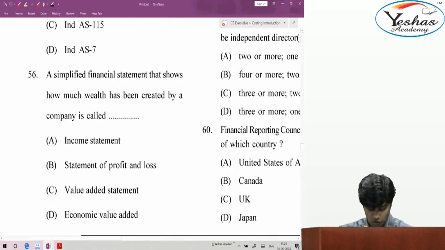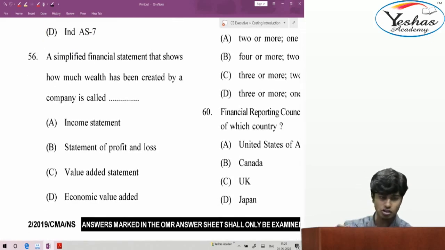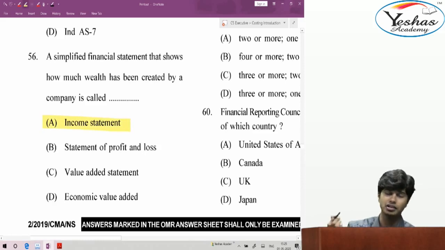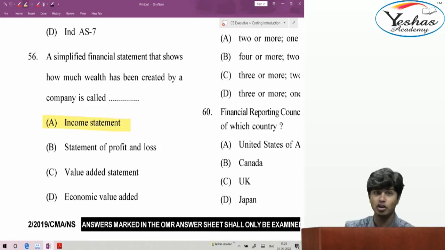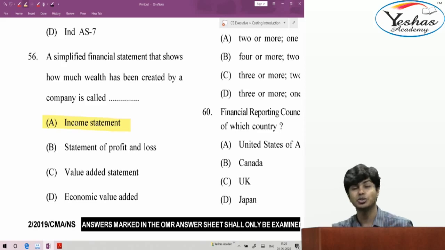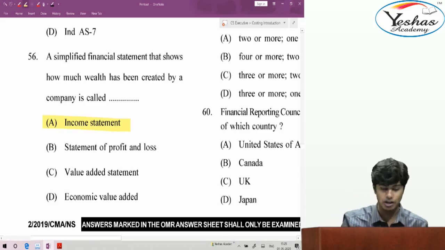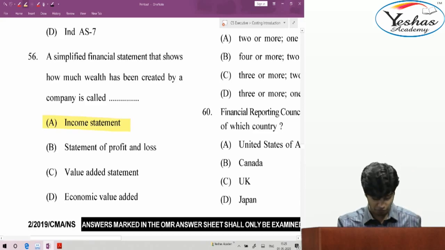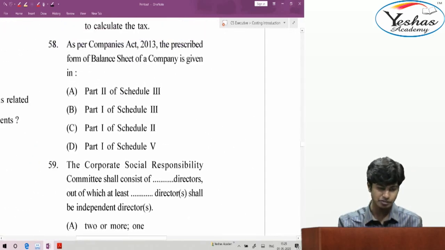Come on. Now let us go to question number 56. What does question number 56 say? Question number 56 talks about a simplified financial statement that shows how much wealth has been created. How do we identify the wealth of the organization? By way of the income statement. Financial performance of the organization, statement of profit or loss. Value addition to the organization, value added statement. And economic value addition to the shareholder, that will be economic value added. Market value addition, market value added. So that's with respect to question number 56.